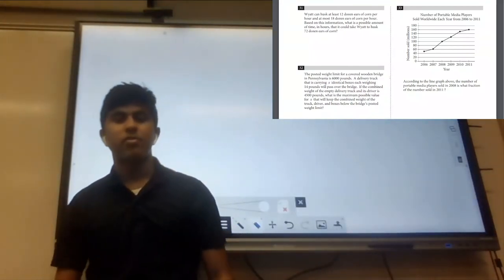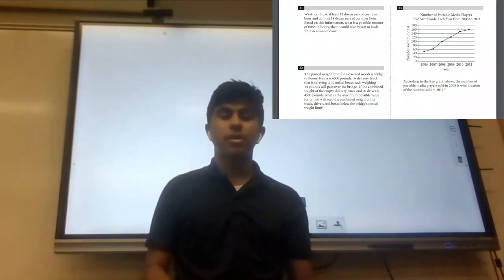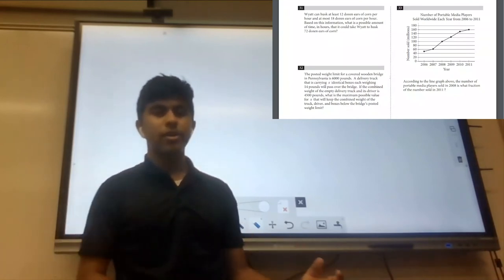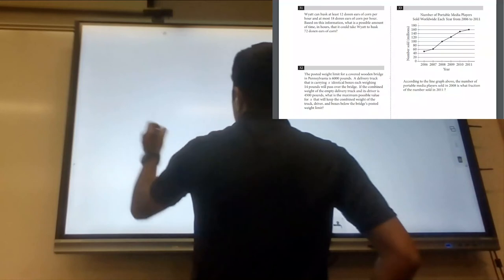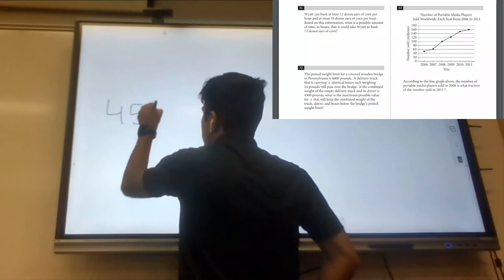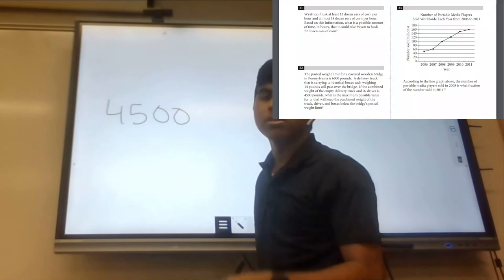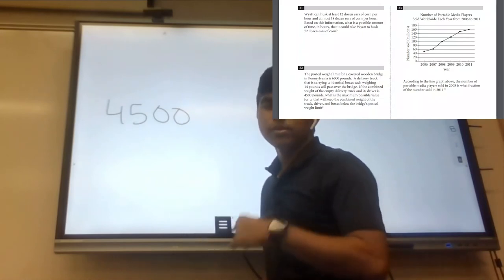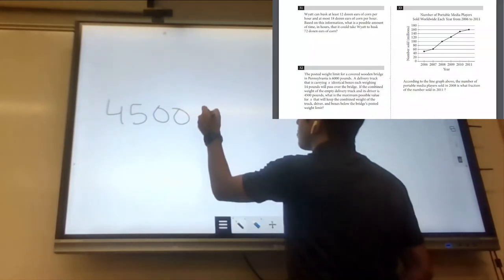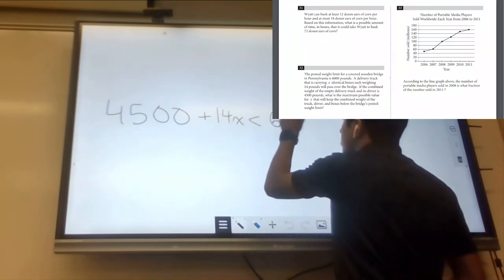Okay, the posted weight limit for a covered wooden bridge in Pennsylvania is 6,000 pounds. A delivery truck that is carrying identical boxes, each weighing 14 pounds, will pass over the bridge. If the combined weight of the empty delivery truck and its driver is 4,500 pounds, what is the maximum possible value for x that will keep the combined weight of the truck, driver, and boxes below the bridge's posted weight limit? So 4,500 pounds, with x boxes each of them 14 pounds, so that's going to be 14 times x. That has to be less than the weight limit, which is 6,000.